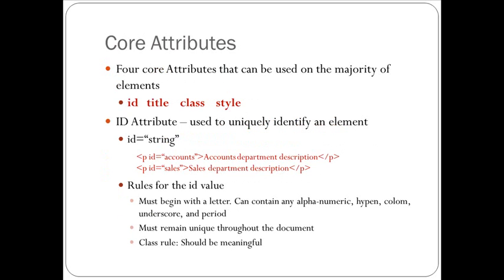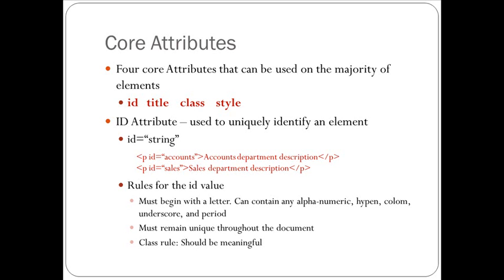The four core attributes that can be used on the majority of elements are ID, title, class, and style. An ID attribute is used to uniquely identify an element, such as your student ID or your social security number. Those are unique. Your driver's license number. Those should all be unique. There should not be someone else with the same student number or social security number or driver's license number. They are unique. So that means that there really should only be one per page. You don't want to have multiple IDs with the same value. You would actually use class for that, which we'll talk about here in just a little bit.